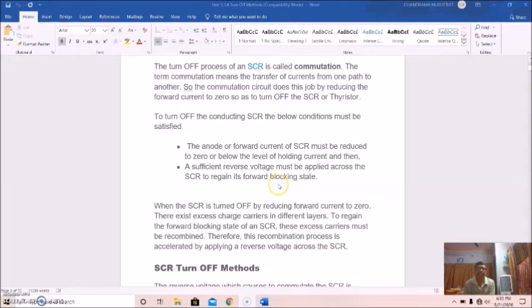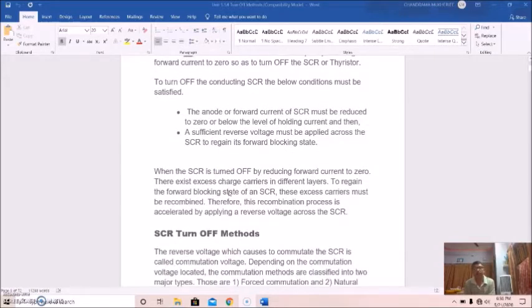The anode or forward current of the thyristor must be reduced to zero or below the level of holding current, and next, a sufficient reverse voltage must be applied across the SCR to regain its forward blocking state. Once again I am repeating it: the anode or forward current of the SCR must be reduced to zero or below the level of holding current, and next, a sufficient reverse voltage must be applied across the thyristor to regain its forward blocking state.